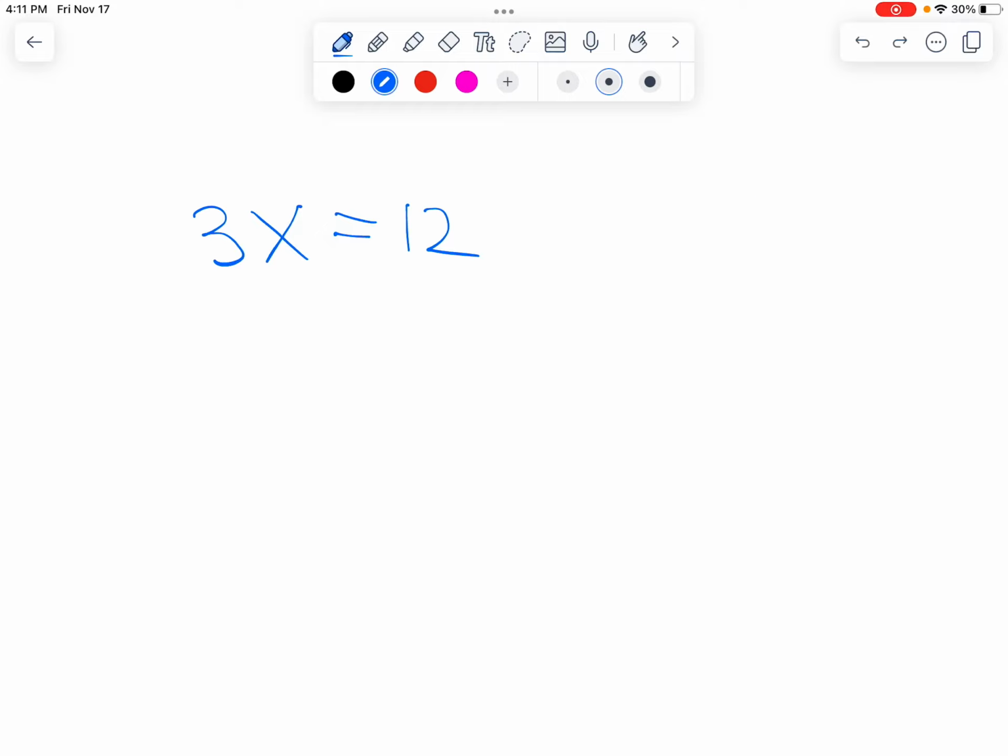So whenever you see a number next to a letter, draw a line, put the same number on the bottom. Those cancel out. X is equal to 4. All right, now let's say we have something like this.